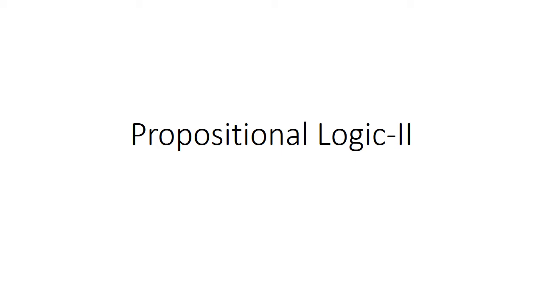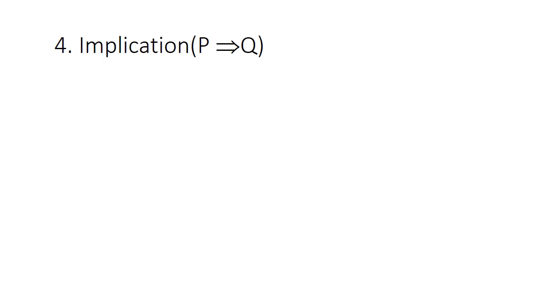Hello everybody, this is the second video on propositional logic, and in this video we will be doing some more connectives and some laws that are used in propositional logic. So this is the fourth logical connective that we are doing. P implies Q. We can also write it like this with a single arrow.